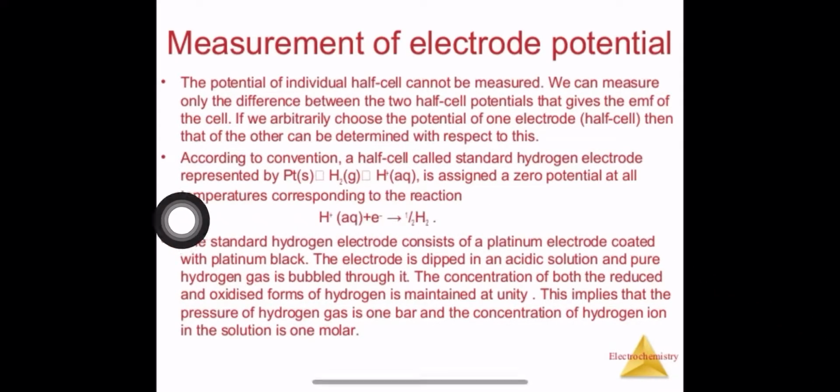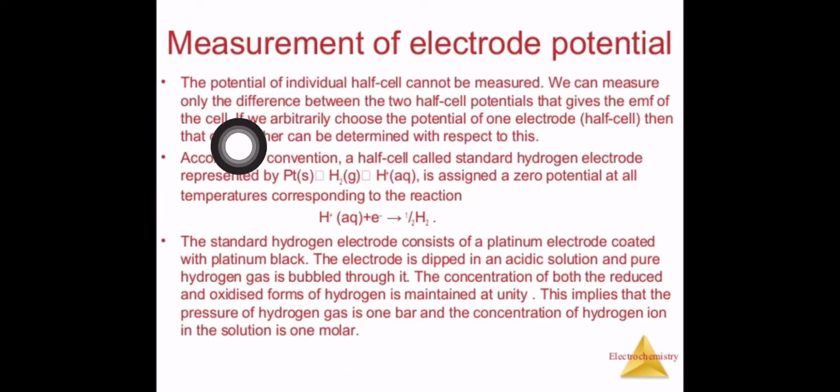Okay, so let us see how we can calculate the same. So let me read this first and then I will explain what it means. The potential of an individual half cell cannot be measured. We can measure only the difference between the two half cell potentials, that gives the EMF of the cell. Okay, so how can we calculate it? We are supposed to calculate the difference between the two half cells.